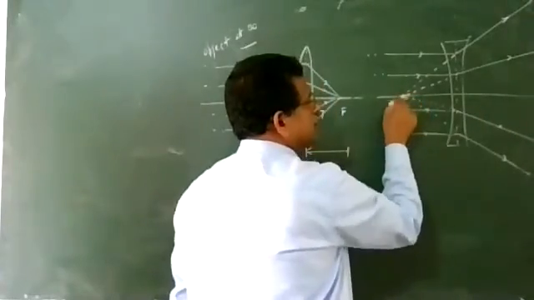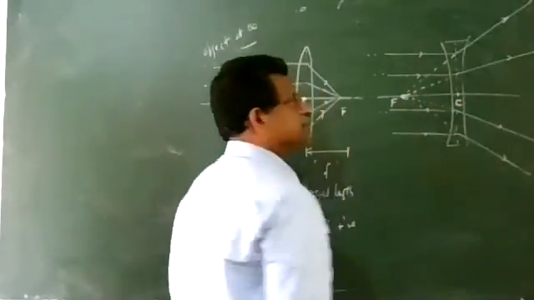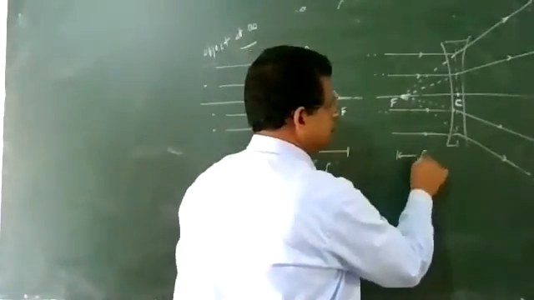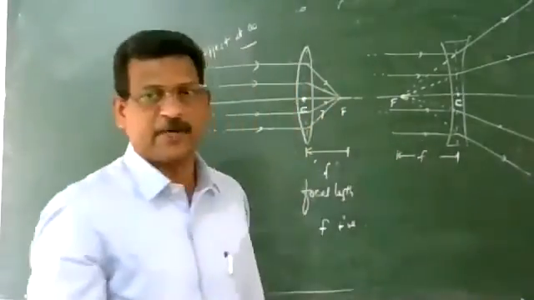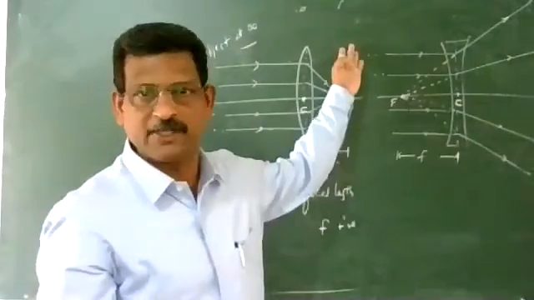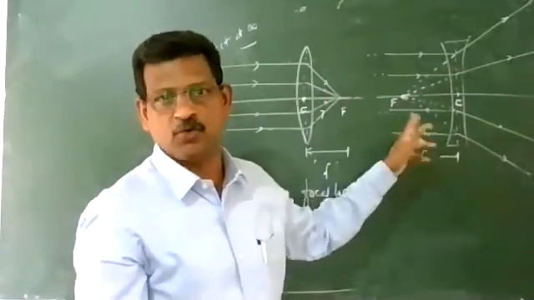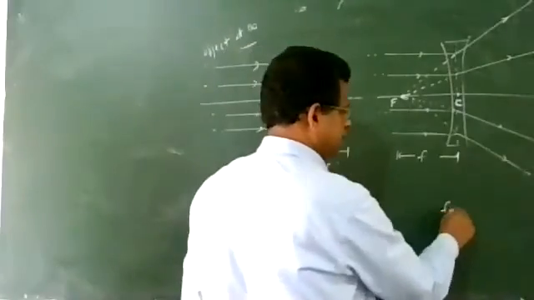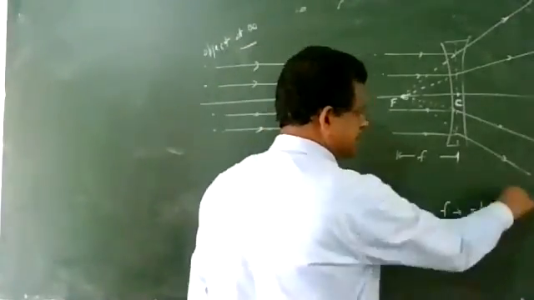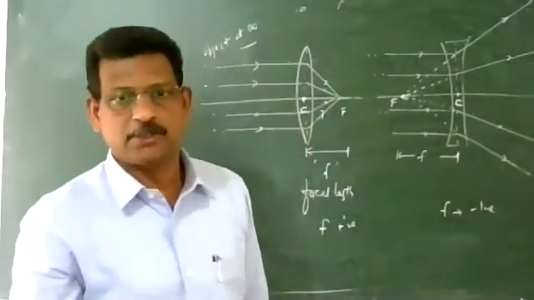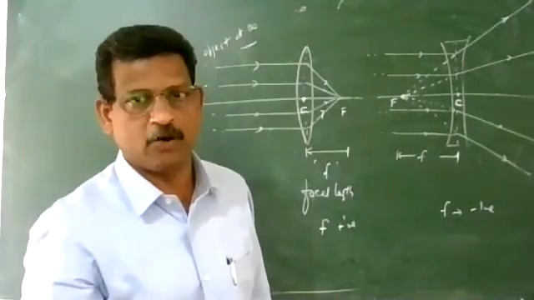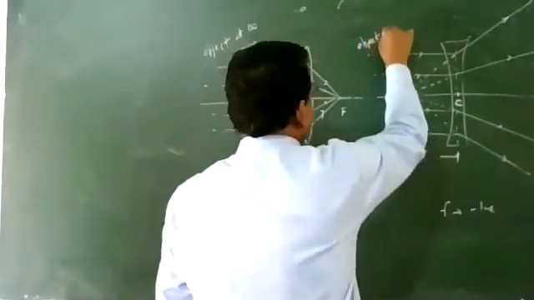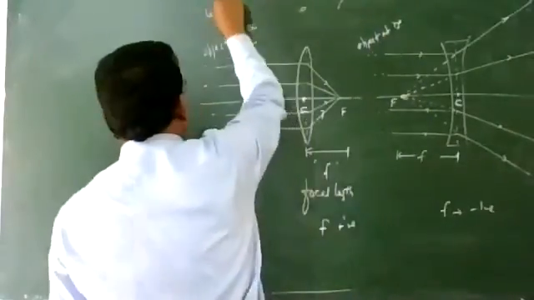So this point we call it the focus. The distance between the optical center and the focus again we call the focal length. As per sign convention, the object is on the left side and this focus is also on the left side. The focal length of a concave lens is taken as negative by sign convention. The object is there at infinity on the left side.